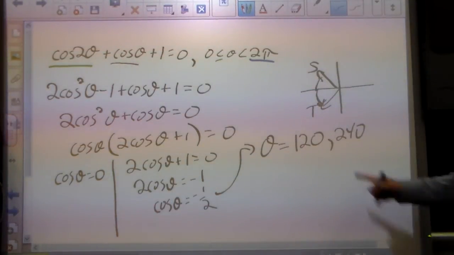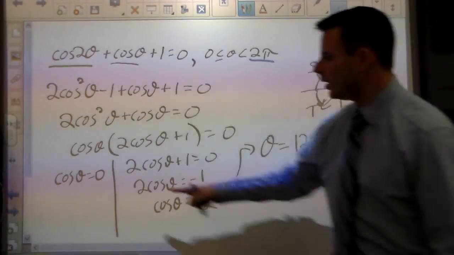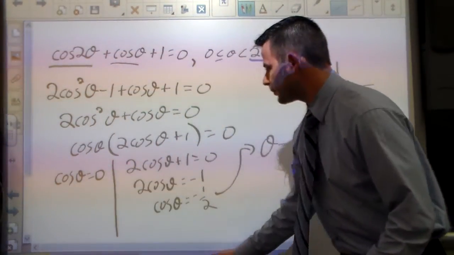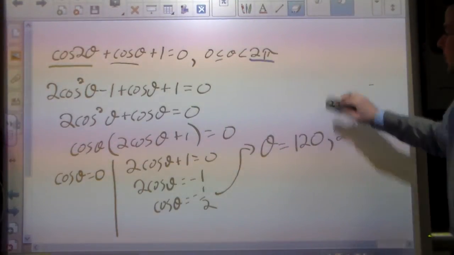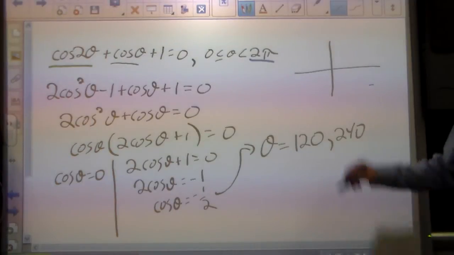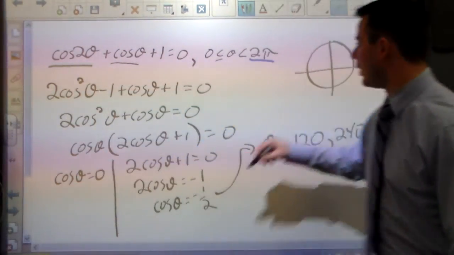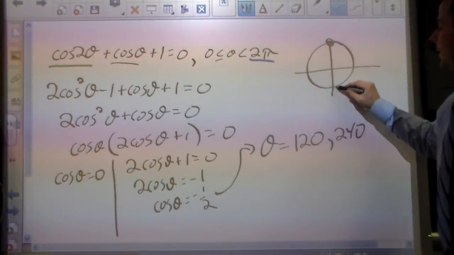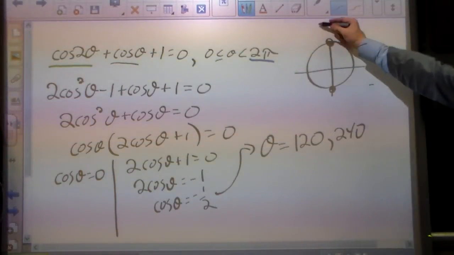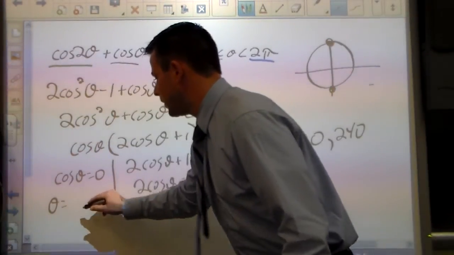240. So these are our 2 degree measures for this side. Remember, we have to convert it back to radians. Let's solve this half. It says cosine equals 0. Zeros and negative 1s refer to the unit circle. If cosine is 0, that's telling us that x is 0. Well, x is 0 there, x is 0 there. That is 90 and 270. Put in radian mode.